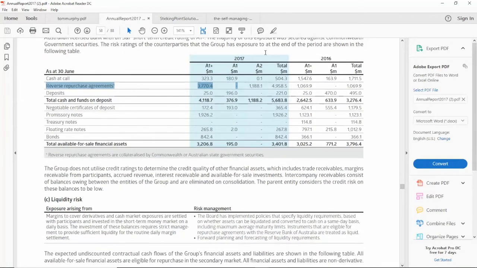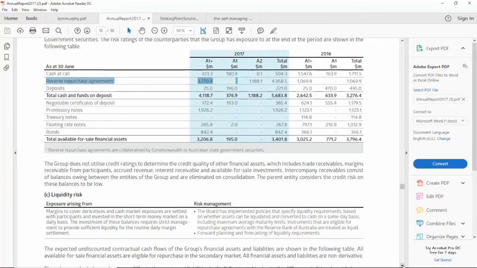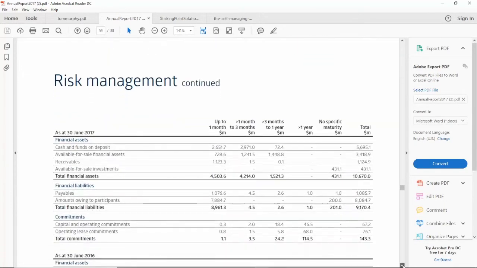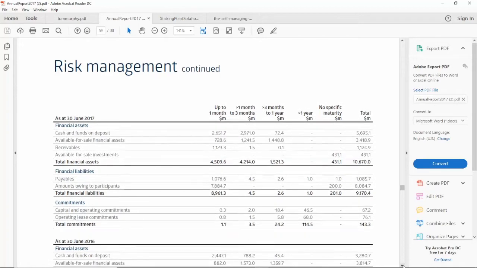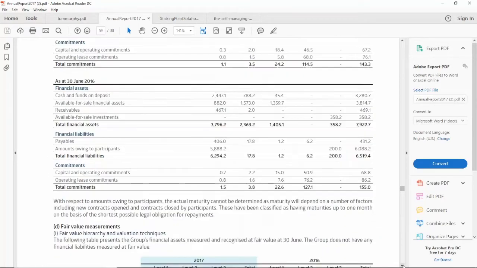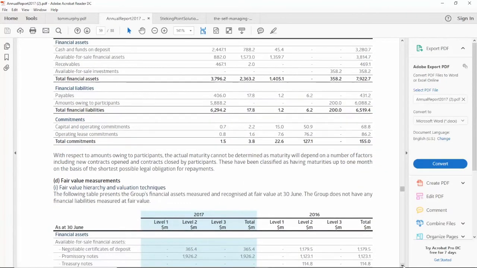If they had a lot of stuff over here that would have been B's and C's, that might have been a red flag, but it's all A's. Liquidity risk, again, they have to have a bunch of cash on hand to cover themselves. Same thing, again, just presented differently.